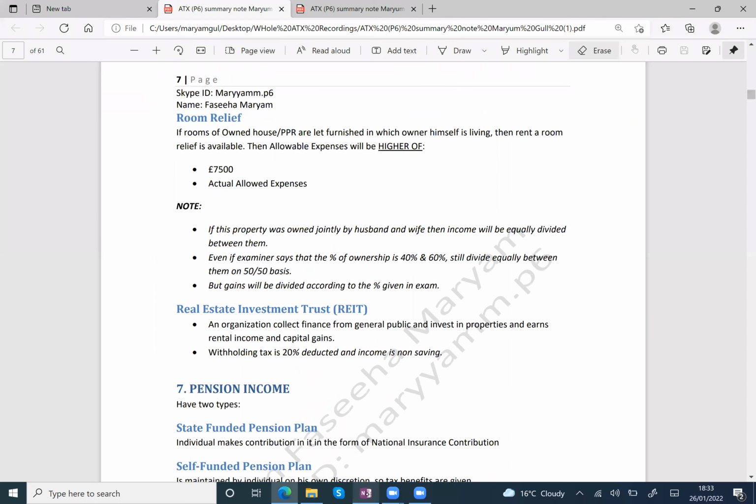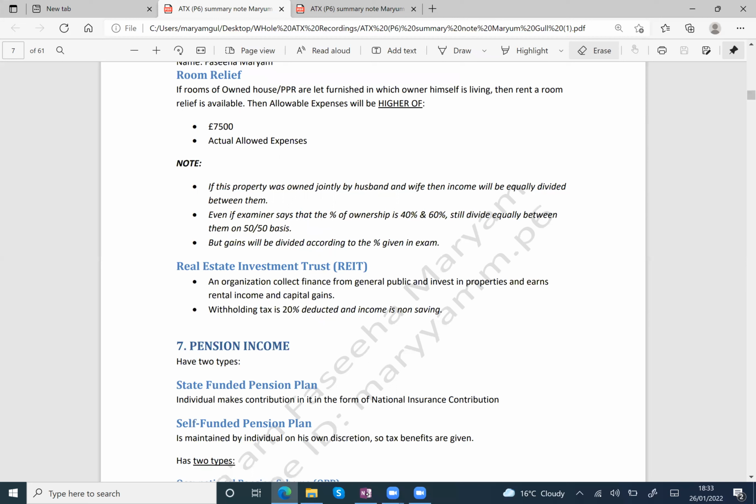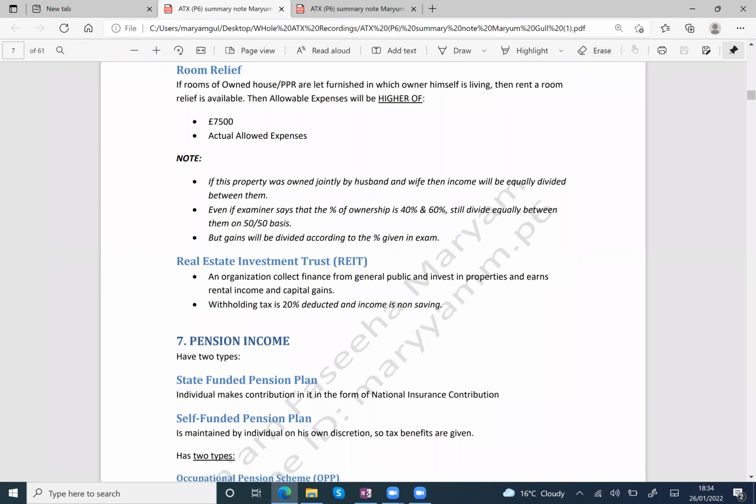Okay, next topic. Last topic of this chapter is Real Estate Investment Trust, REIT. So in the main income tax format, you will gross it by 100 over 80 and place it in the non-saving column. Now, what is this income? You know, what is a Real Estate Investment Trust?